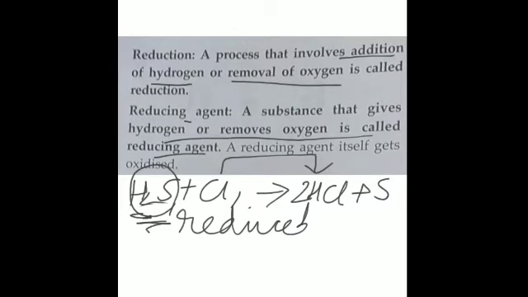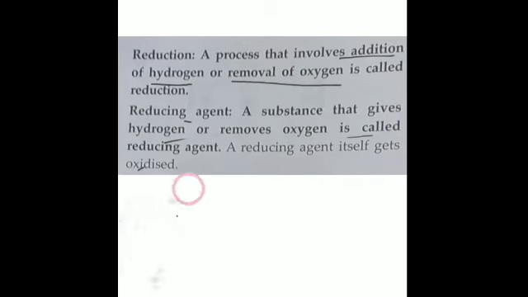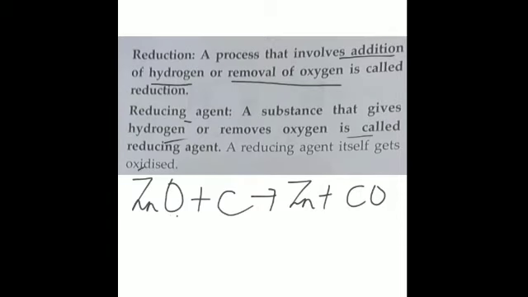We can take another example, that is zinc oxide plus carbon gives you zinc and carbon monoxide. Now what can you see here? You compare these two, there has been a removal of which atom? Oxygen atom. So zinc oxide has been reduced to zinc. That means there has been a removal of oxygen. So zinc oxide has been reduced to zinc.